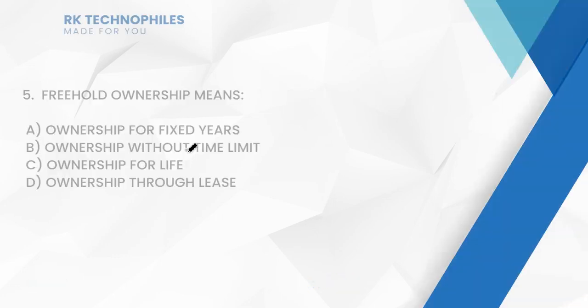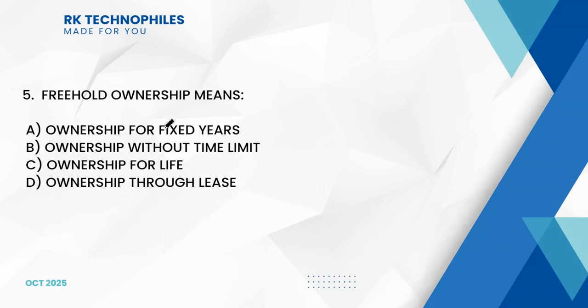Fifth one, freehold ownership means ownership for fixed years, ownership without time limit, ownership for life, ownership through lease. All options are self-explanatory. The answer would be ownership without time limit.